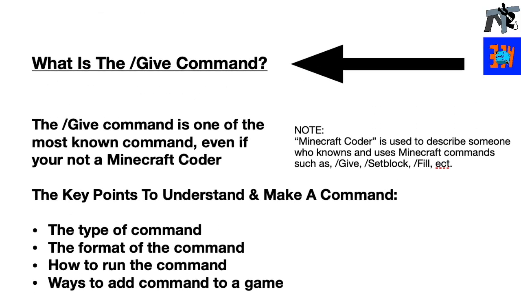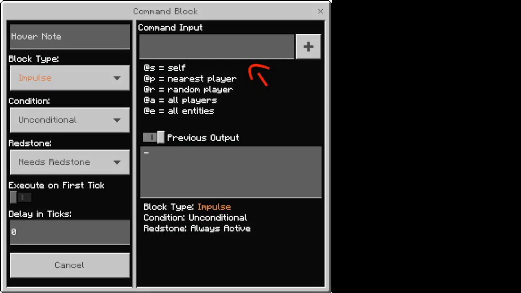But let's go ahead and go to running a command in the command block. With this, you have your command input, which is where you enter the command, just like in chat, except it's in an actual block. You have the command output, or the previous output, and you can turn this on or off. When you place a command block, it starts out off. You want to turn it on because this will tell you what the problem was if the command doesn't run, or it'll tell you that the command did run.